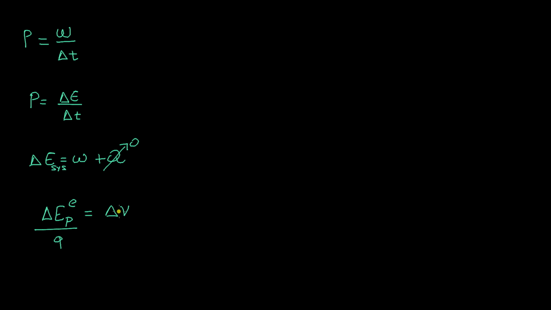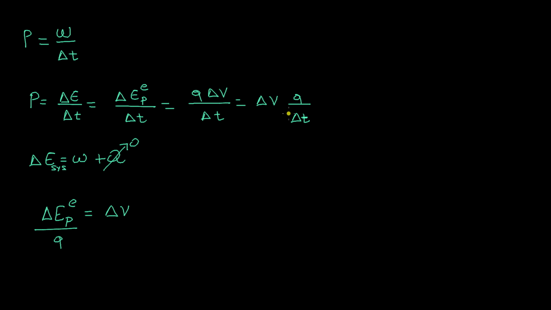Now, I can use this. If the only thing that contributes to the change in energy is the electrical potential energy, then power is Q delta V over delta T, but I can rewrite this as delta V times the charge over delta T.